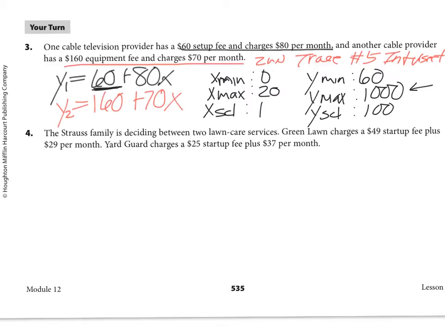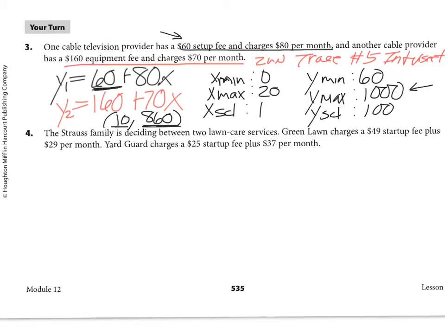So my intersection occurs at the point 10, 860. Okay, now what does that mean again? So if I pay for 10 months, then it's going to cost me $860, and that's where they are both the same. Now, who was cheaper initially?